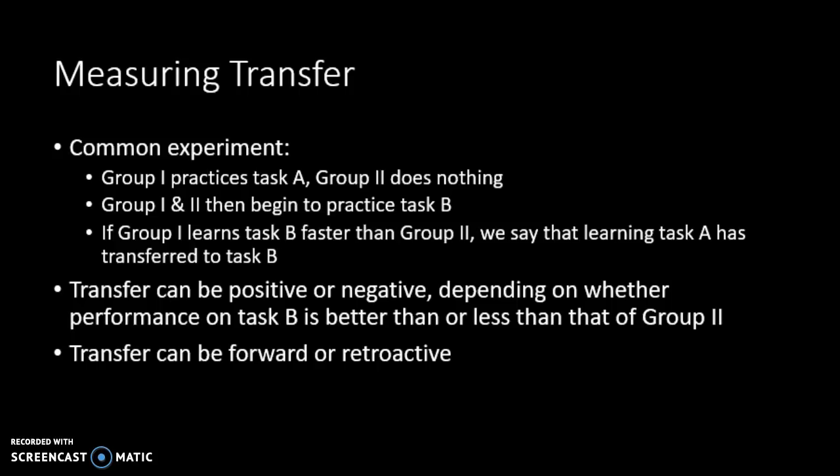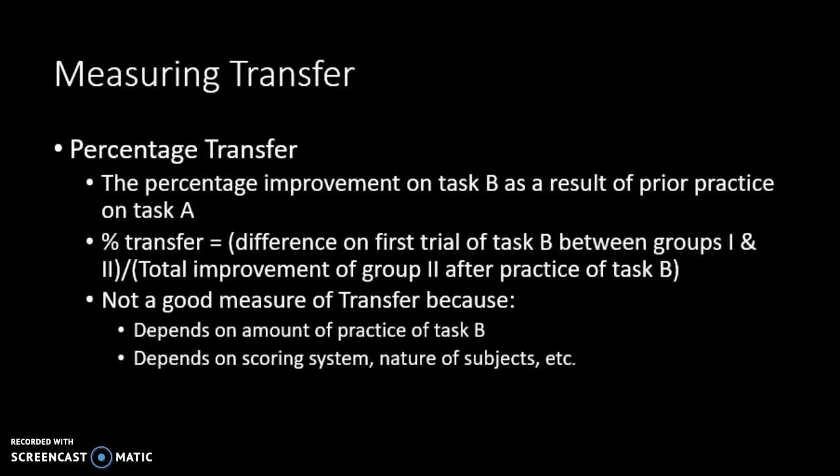So a common experiment we use when measuring transfer, we look at group 1 practices task A while group 2 does nothing. Then both groups practice task B. And then if group 1 learns task B faster than group 2, we can say that A can be transferred to B. Transfer can be positive or negative depending on whether performance on task B is better than or less than that of group 2. And then transfer can be forward and or retroactive based off that.